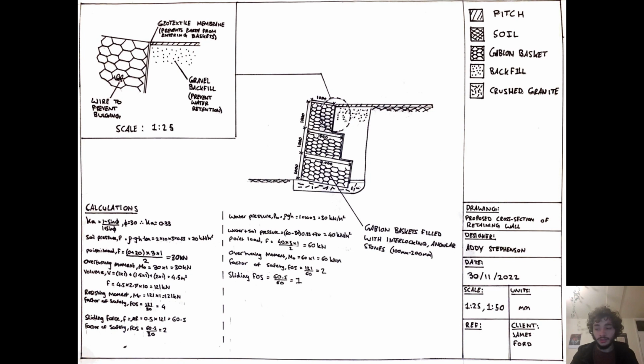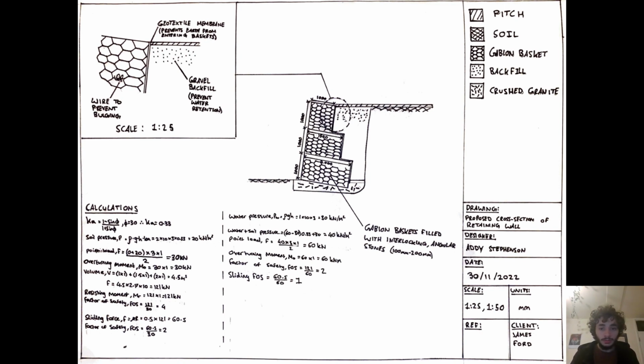In our calculations, we considered the sliding and overturning failure, and during our checks, we got a factor of safety for overturning of 2 and a sliding factor of safety of just above 1.